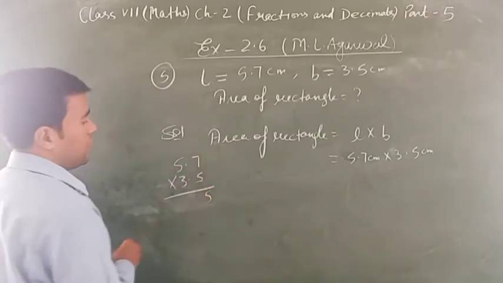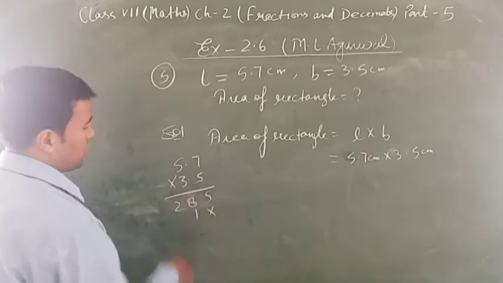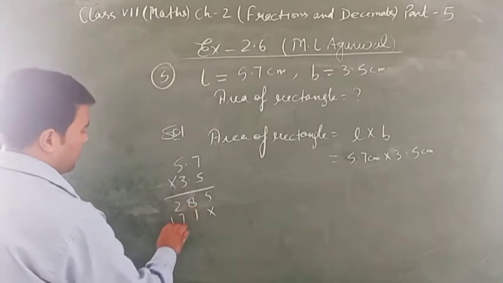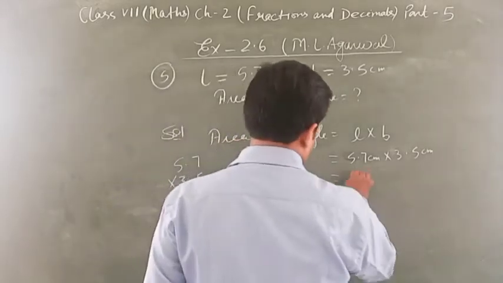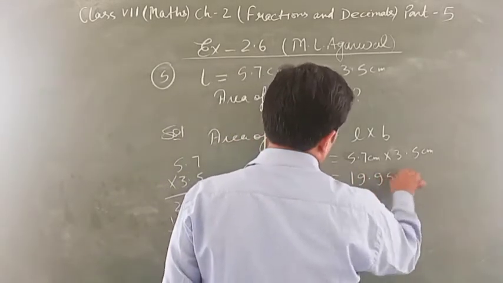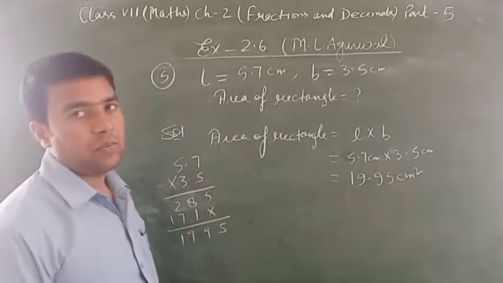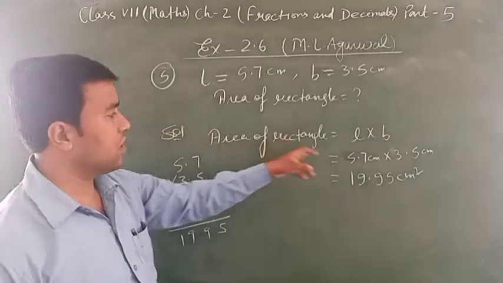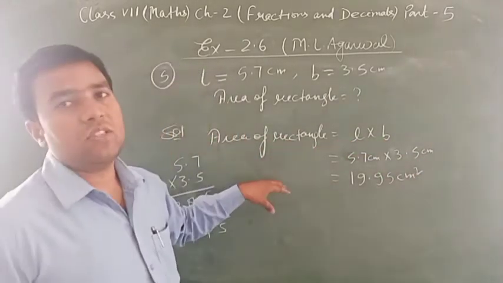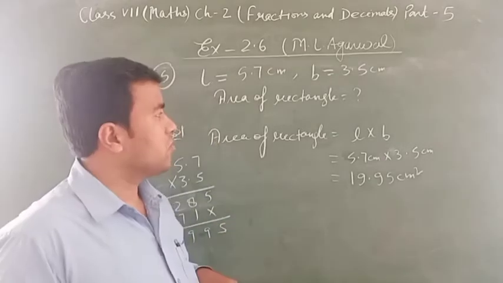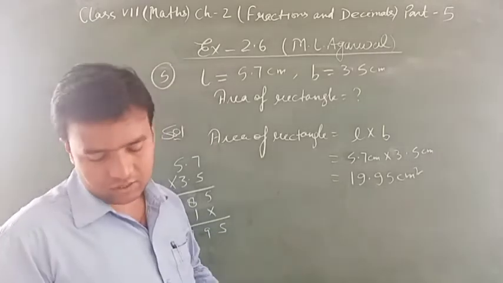5.7 times 3.5: 5 sevens are 35, 5 fives are 25, 3 sevens are 21, 3 fives are 15, 2, 7, 5, 9. So 19.95 centimeter square. Area of rectangle equal to L into B. Put the values and multiply. This type of question I told you in NCERT, but I was thinking when I tell it again, you will learn it the most.